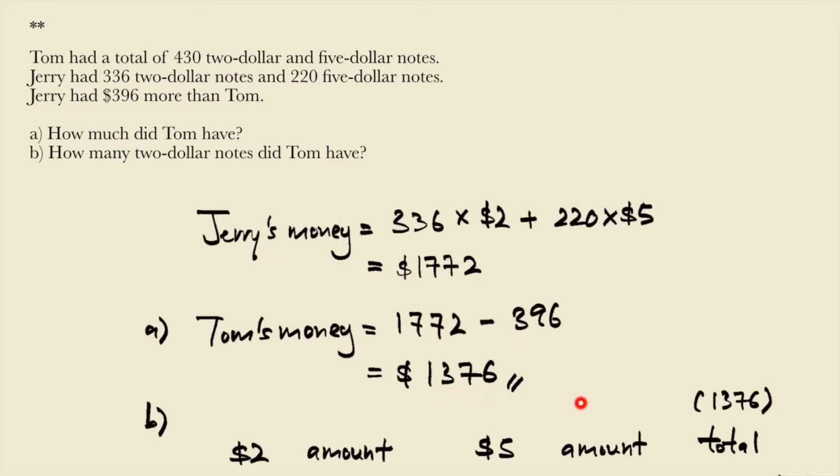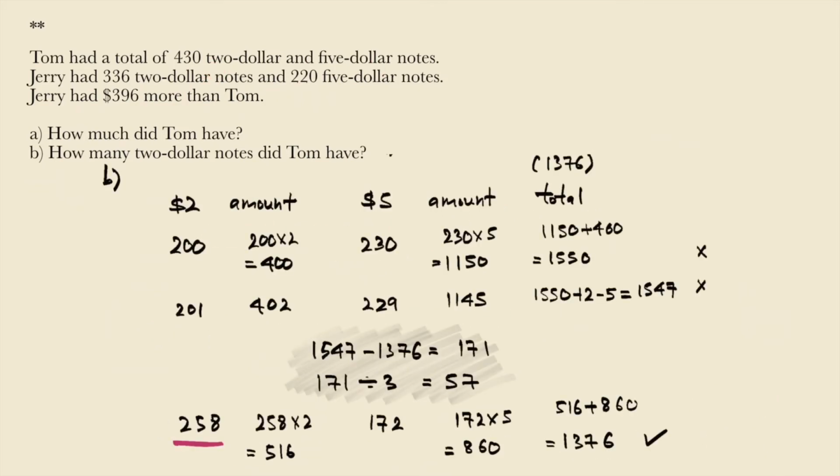Now, with this total, we can now start guessing the number of $2 and $5 notes using the standard steps that we have already become familiar with. So let's guess 200 and 230. Why? The sum must be 430, right? So from here, make sure that we get 1376. So that's too much. Let's decrease by 1 for the $5 notes. Increase by 1 here. That's 1547. So that's a reduction of 3.